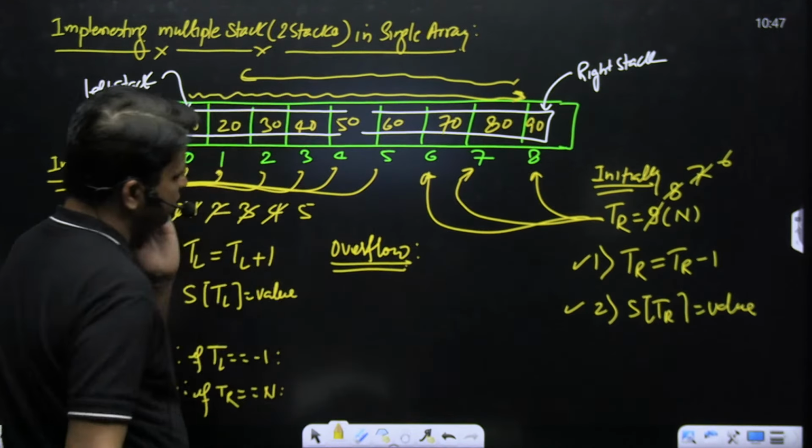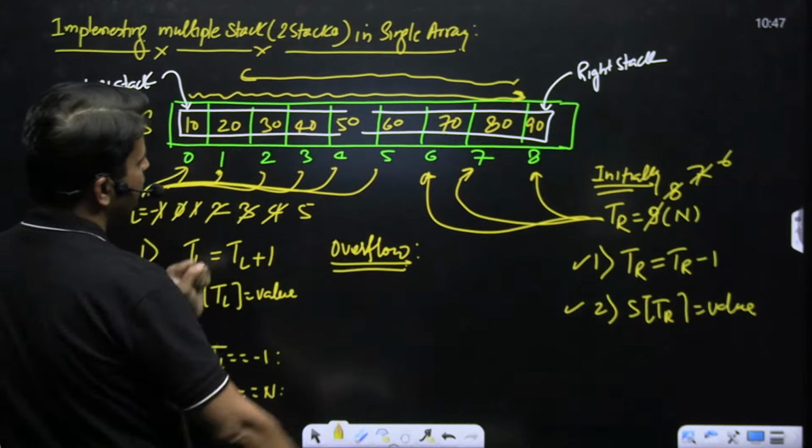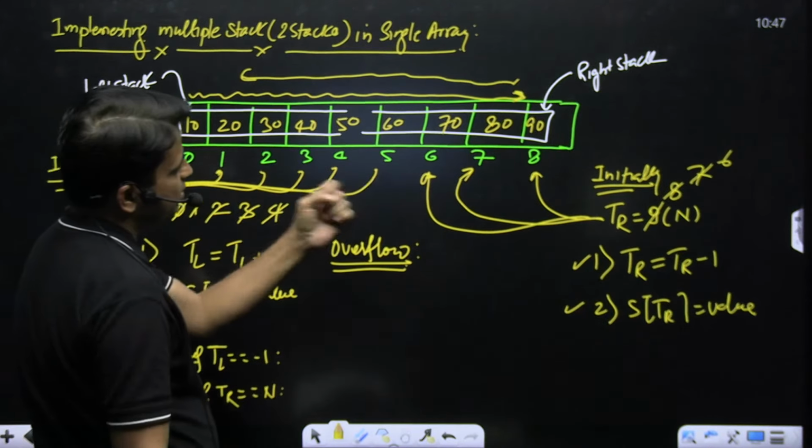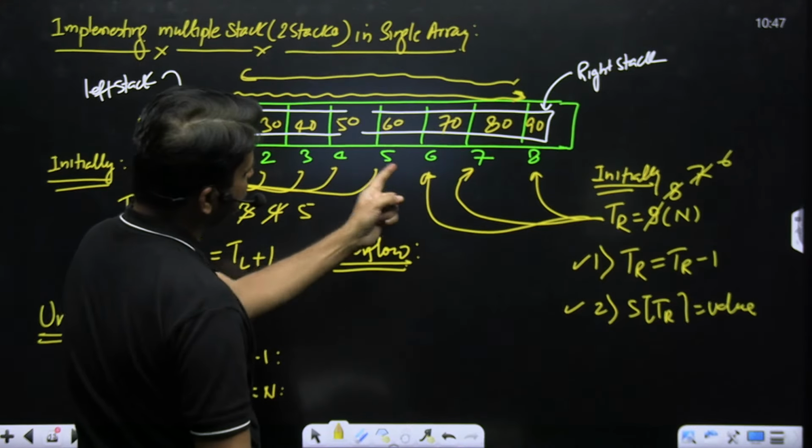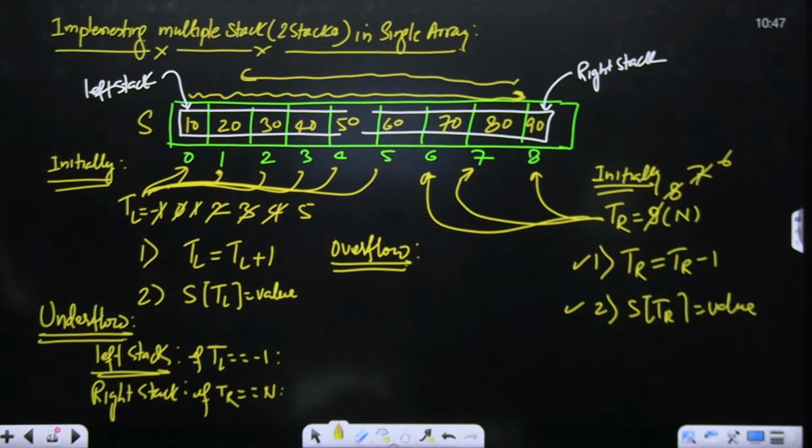What about overflow? So this is the actual overflow condition: if TL equals tr minus 1, or tr equals TL plus 1. Understood? So this is the overflow condition.